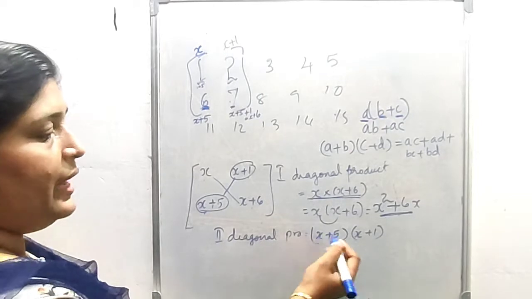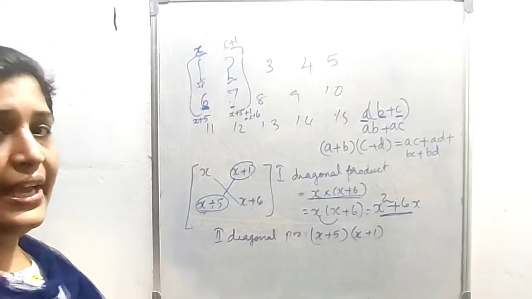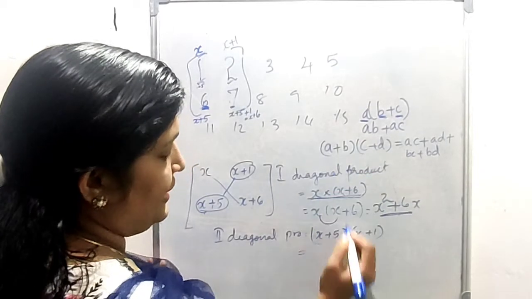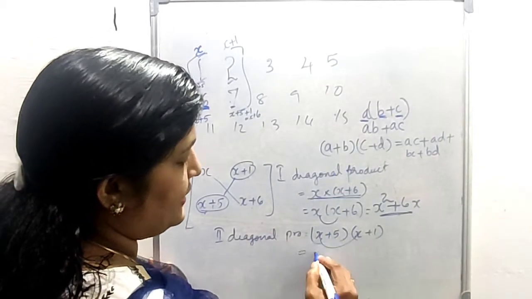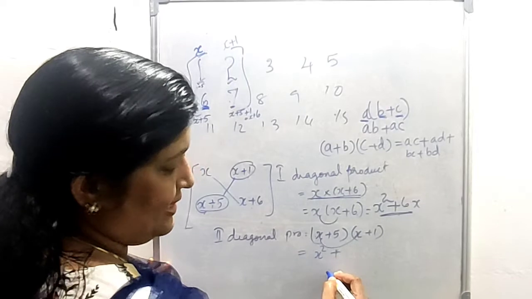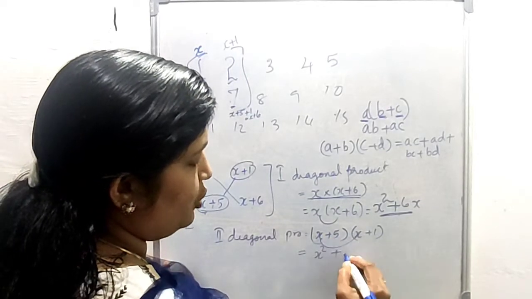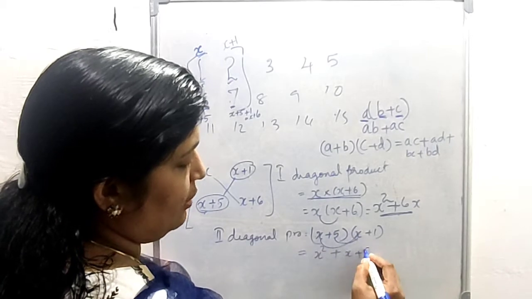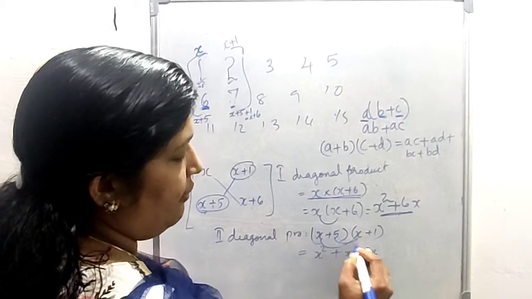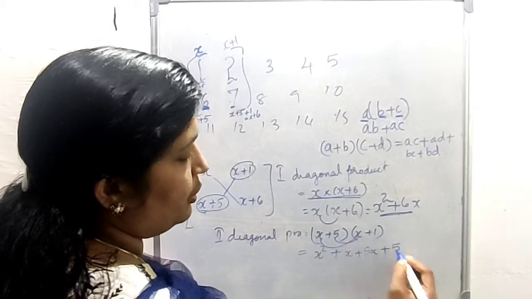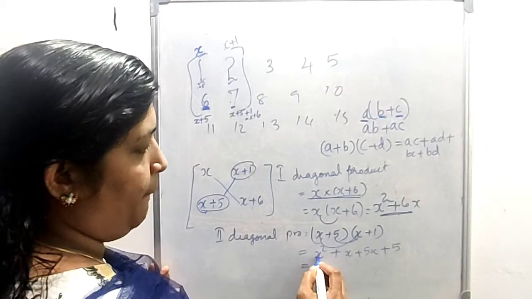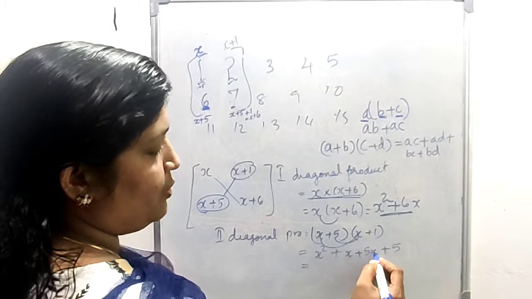So if we expand this (x + 5)(x + 1) using the second identity, we have x into x is equal to x square. Then x into 1 is equal to x. Then 5 into x is equal to 5x. Then 5 into 1 is equal to 5. So here we have x square plus x plus 5x.